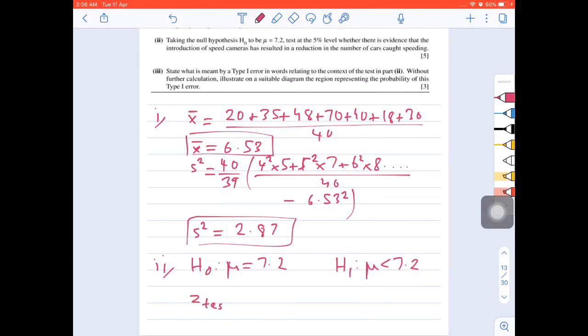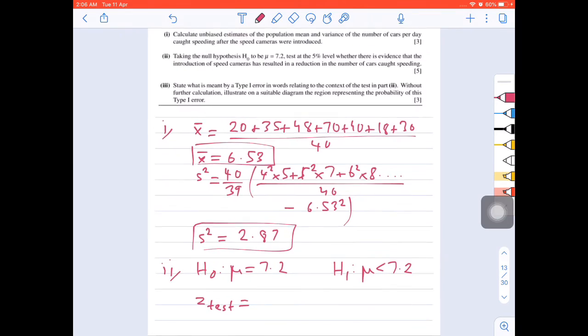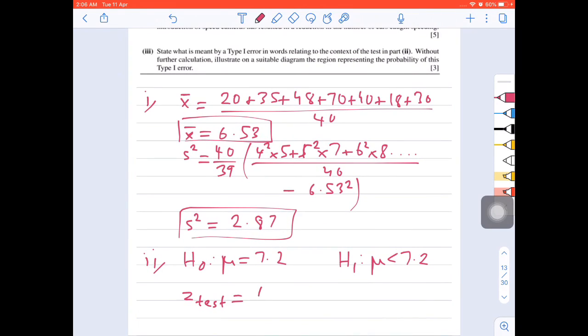So z test value will be, the mean is 6.53 minus 7.2 upon root of 2.87 upon 40. This is coming equal to minus 2.501. This is the test value.